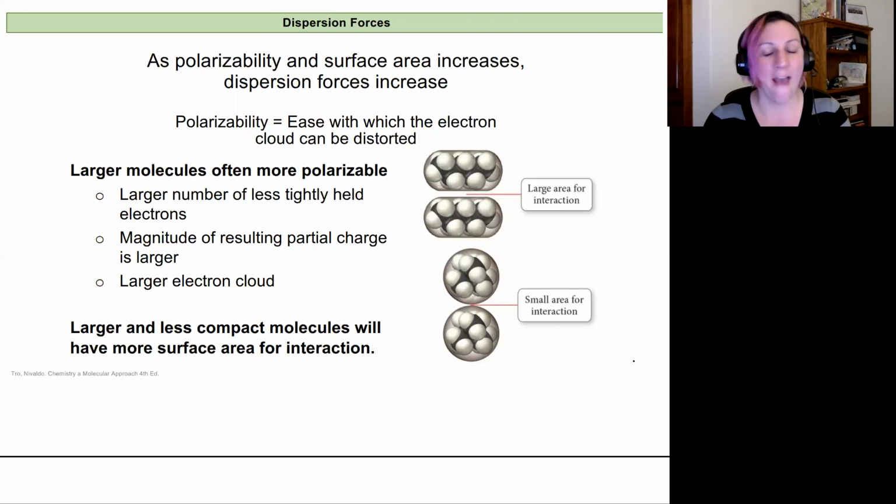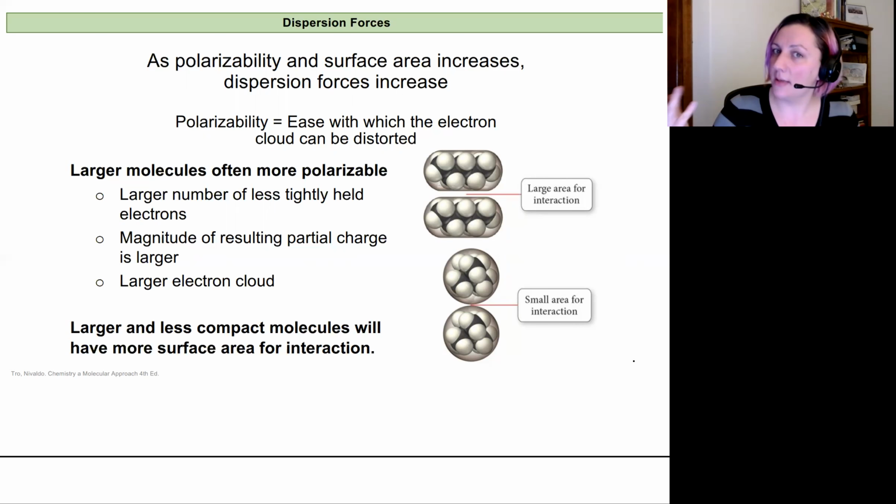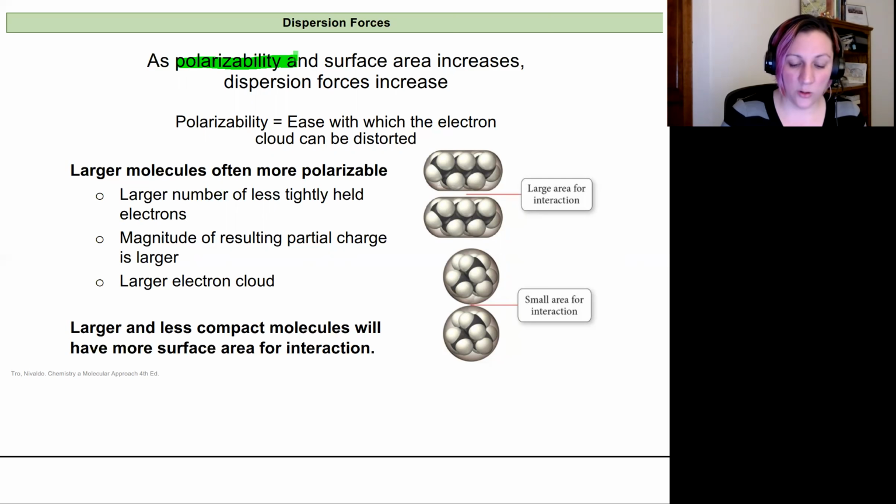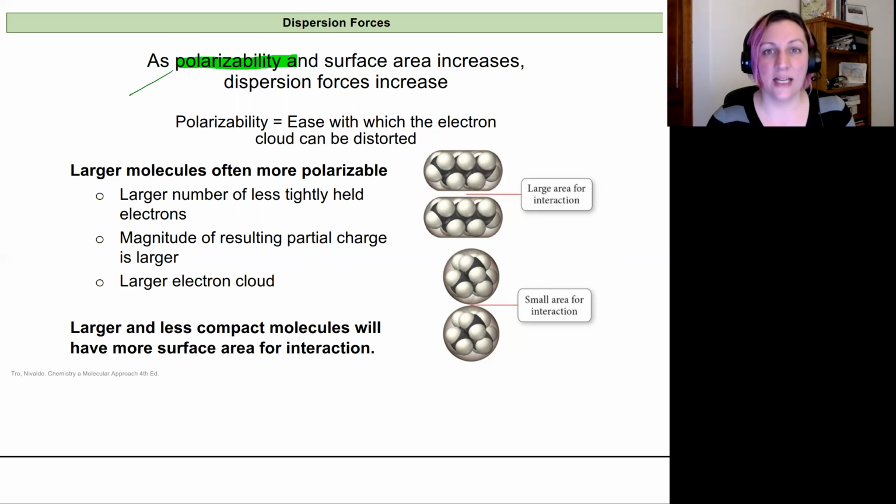But within everything having them, some molecules have stronger London dispersion forces and some have weaker ones, relative to the weakness of the force itself. What dictates how strong those London dispersion forces are is the polarizability and the surface area of the molecule. Polarizability is how easy it is for electrons to move and shift and change.